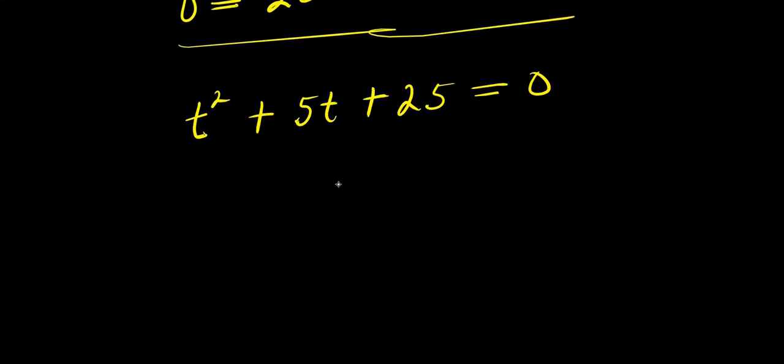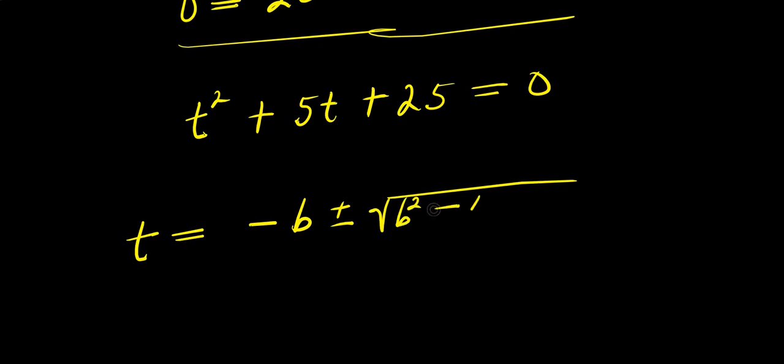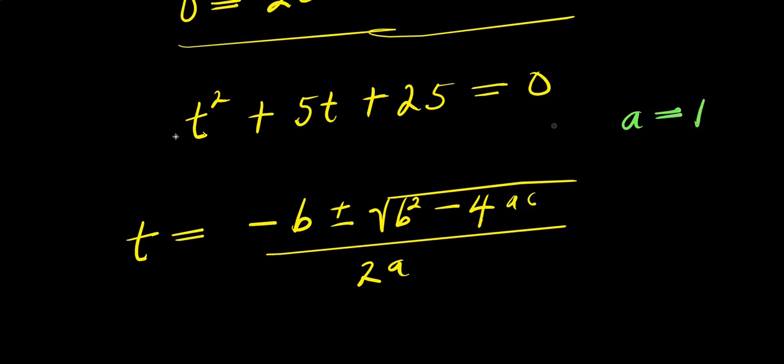Now let's solve this quadratic equation to find the other values of t. So right now, we write the formula method. That is what we are going to use because this is not factorizable. To make use of the formula method, we have t equals negative b plus or minus square root of b squared minus 4ac, divided by 2a. So right now, we have a equals 1, which is the coefficient of t squared. b equals 5, which is the coefficient of t. And c equals 25, which is the constant here.